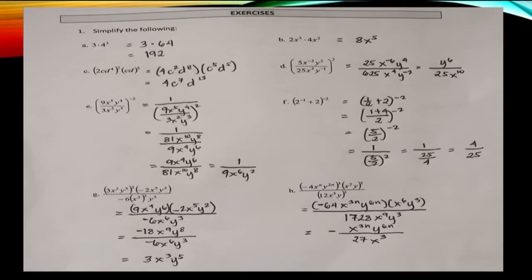Number 1. Simplify the following. 3 times 4 cubed. 4 cubed is 4 times 4 times 4, and that is 64. So 3 times 64 is 192.